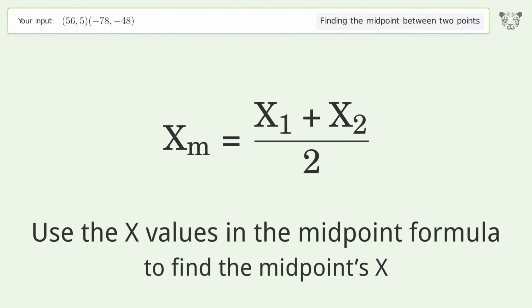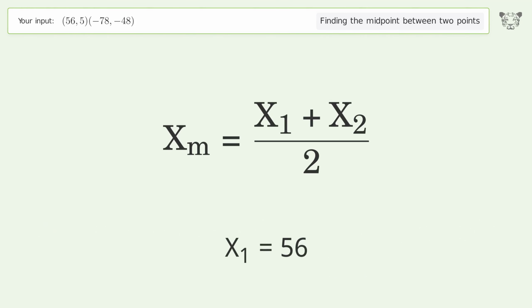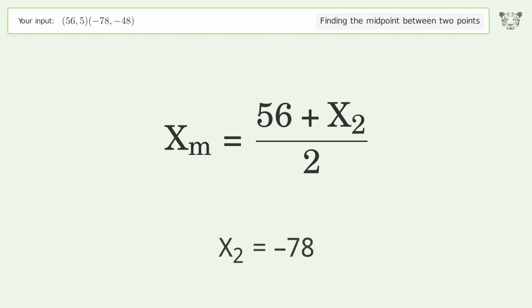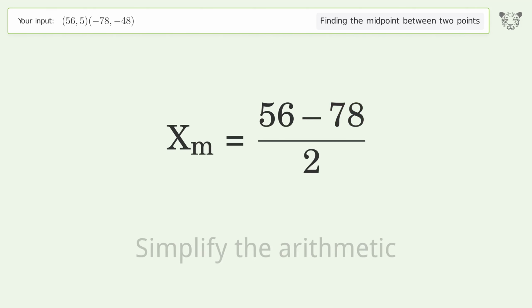Use the x values in the midpoint formula to find the midpoint's x. x1 equals 56. x2 equals -78. Simplify the arithmetic.